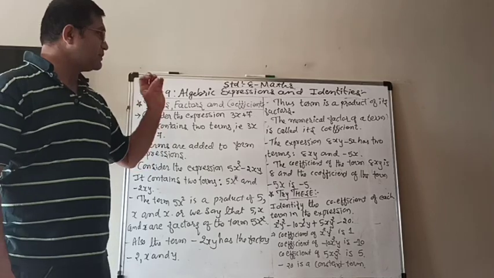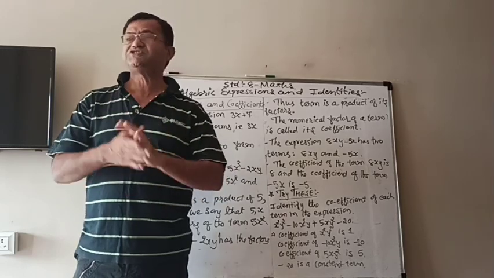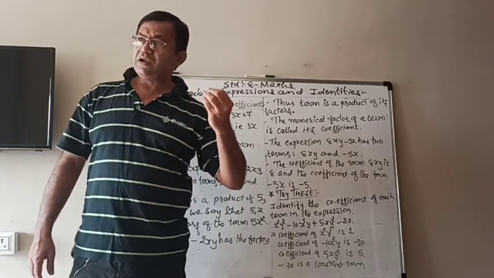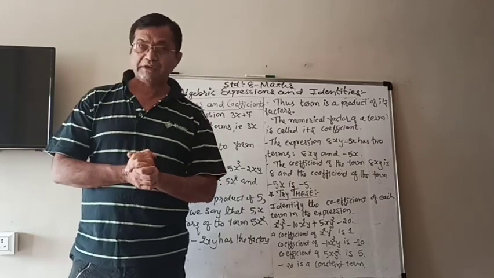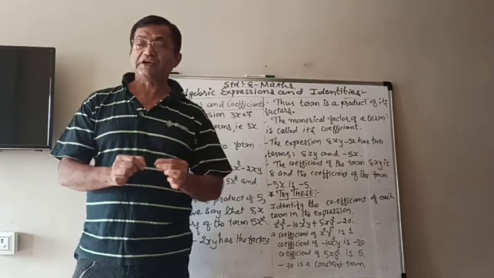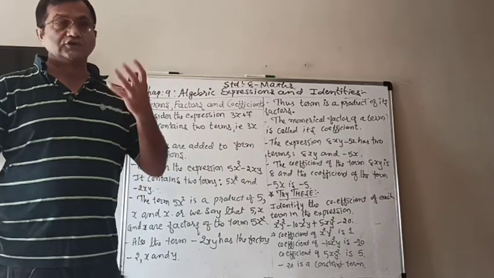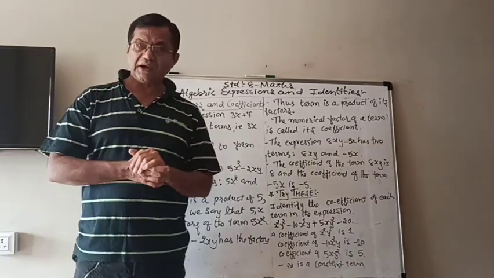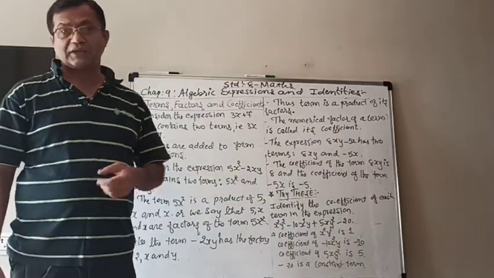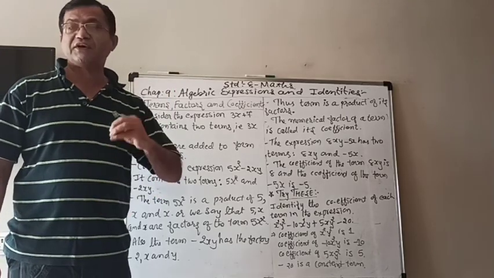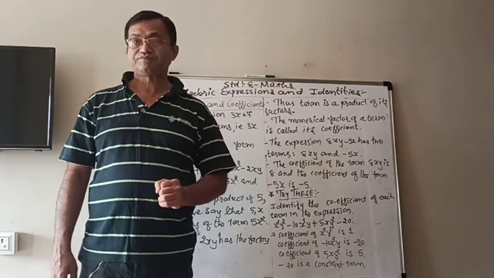Now, what is the meaning of coefficient? That also we are going to understand now. Coefficient. The numerical factor contained in a term is known as its numerical coefficient, or simply a coefficient. So take a particular term and check which is the numerical factor in it, and that factor is referred to as the coefficient of that particular term.